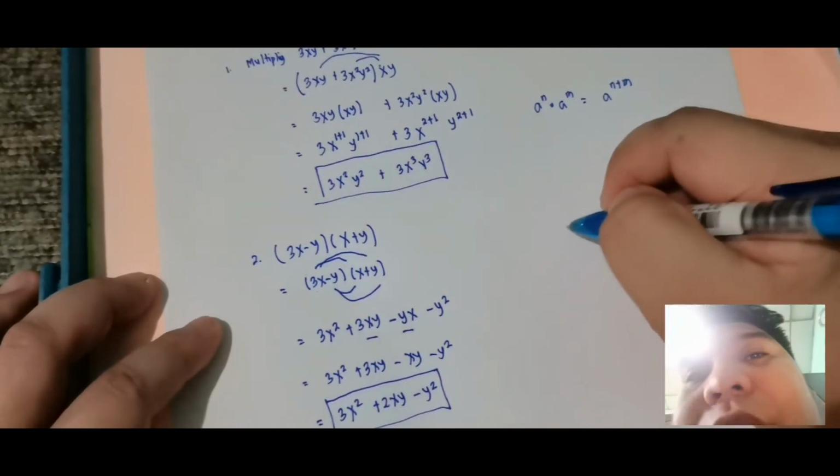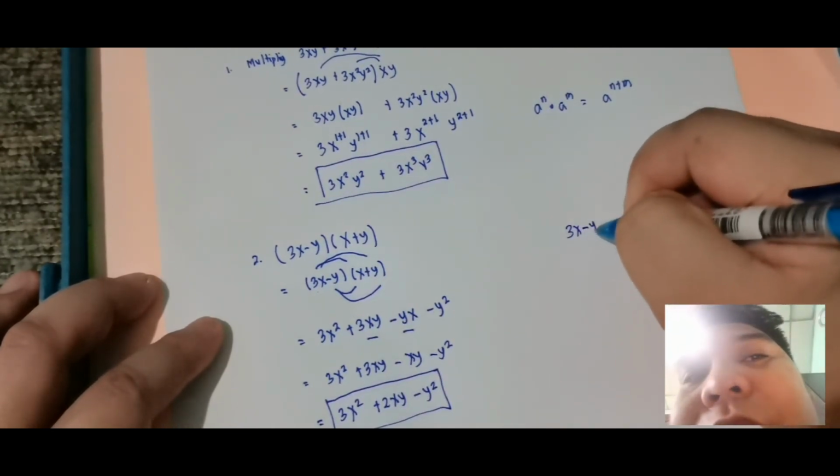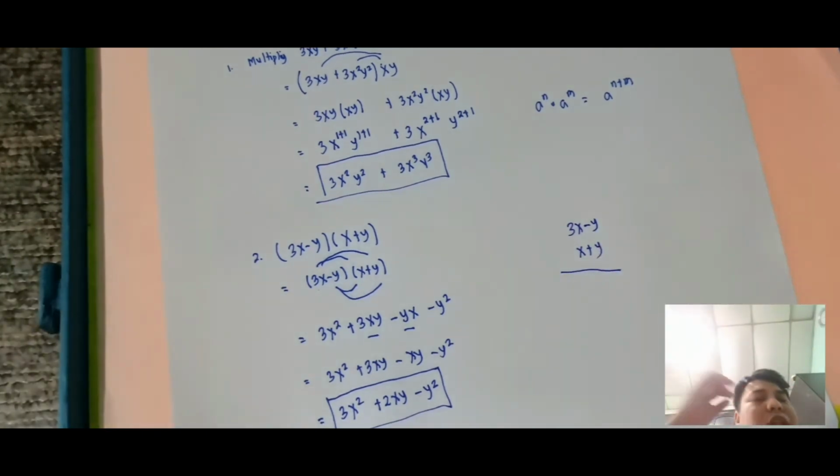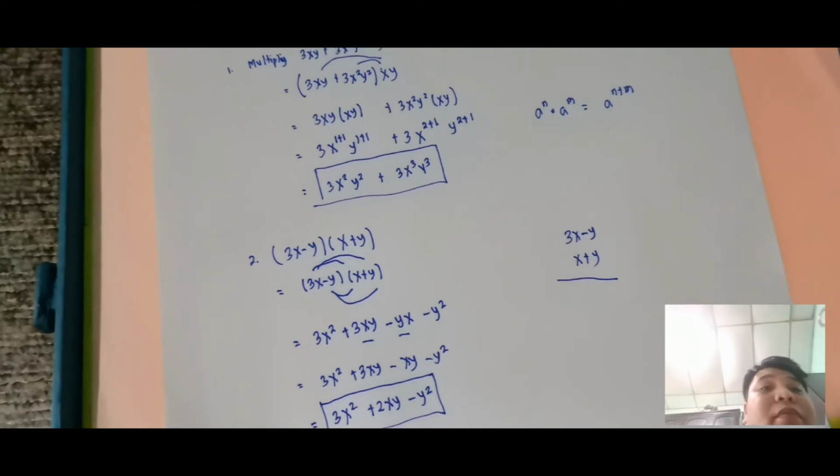Sir, paano pag vertical? Ganito yan. That is 3x minus y, then x plus y. So, wala naman tayo dito sinusunod na order. So, hindi mo naman pwede sabihin, sir, tatapat ko ulit, tapat ko si like term. So, wala akong sinabi na dapat consider mo yung like terms saka unlike terms dito. Okay, so bahala ka, basta ang salansang ganyan.